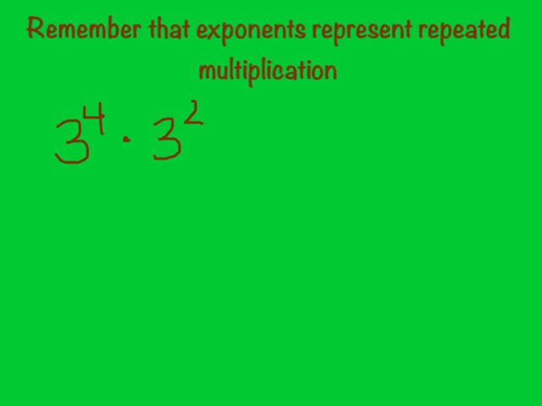So we're talking about exponents, and the first thing I want you to remember is that an exponent is repeated multiplication. So 3 to the 4th is like 3 times 3 times 3 times 3. 3 to the 2nd is like 3 times 3, and here we're multiplying those together. So the total amount of repeated multiplication we have is 1, 2, 3, 4, 5, 6. So that's 3 multiplied by itself 6 times.